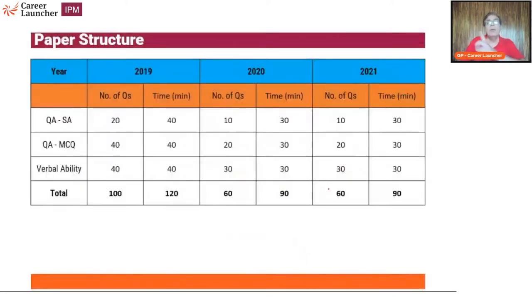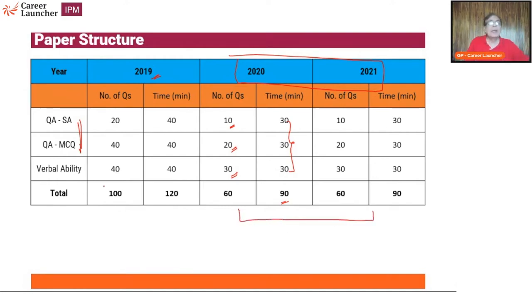Now, before we move forward, let's have a quick look at the paper pattern of the section. I'm looking at the 2019, 2020 and 2021 papers, three years. 2020 and 2021 had a similar pattern, which is 10 questions of short answer and 20 of MCQ, both of them QA sections, and English verbal ability, 30 questions. This was a 90-minute paper with 3 sections of 30 minutes each. But going forward, the paper is going to revert to its original 2019 pattern. Why did this new pattern come in? This was Corona induced.